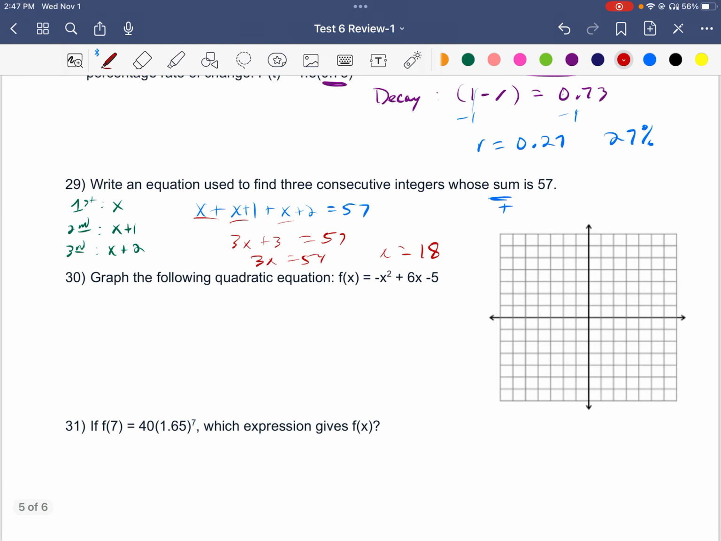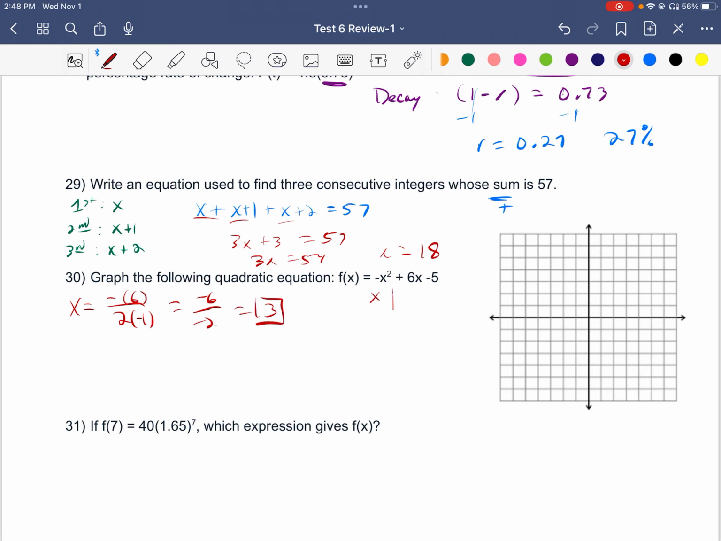Graph the following quadratic equation. So this looks like it wants us to graph it kind of by hand. Let's find the vertex, which is negative b divided by 2 times a, and we get negative 6 over negative 2, which is 3. So now the x value of my vertex is 3.